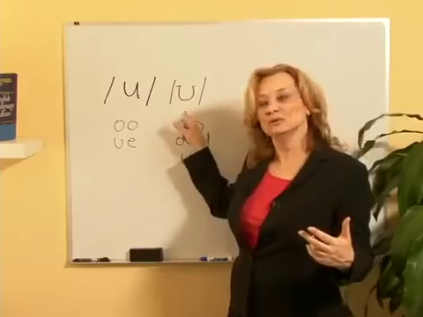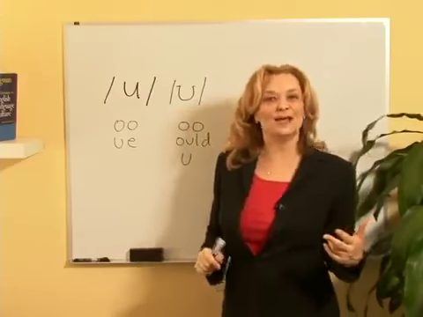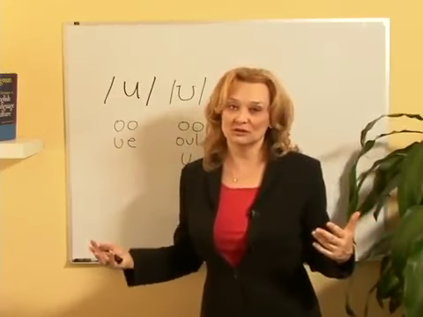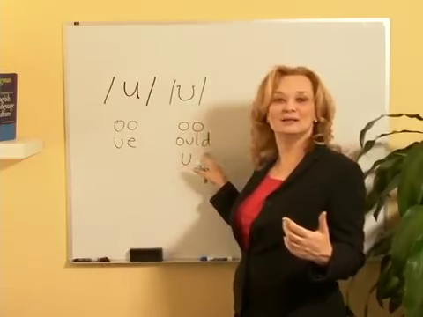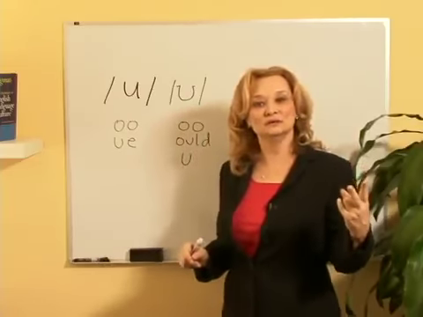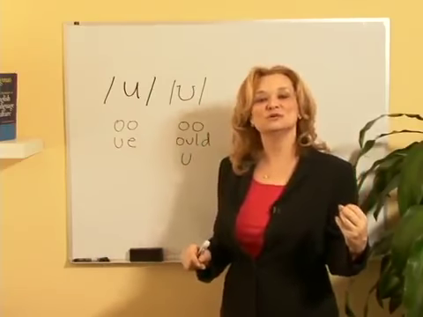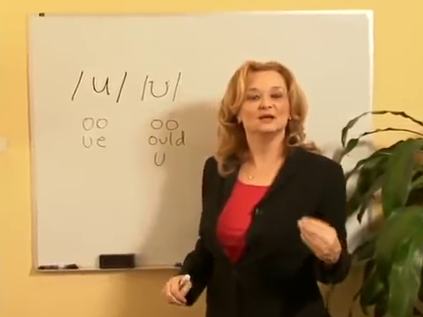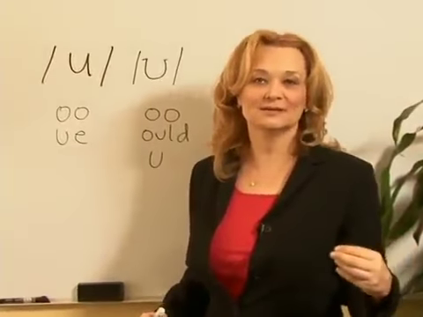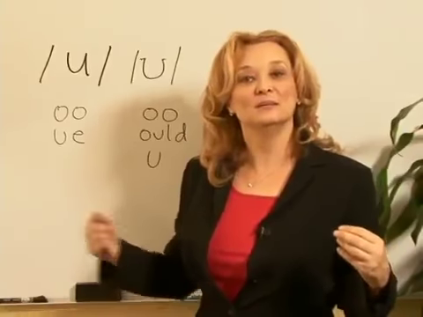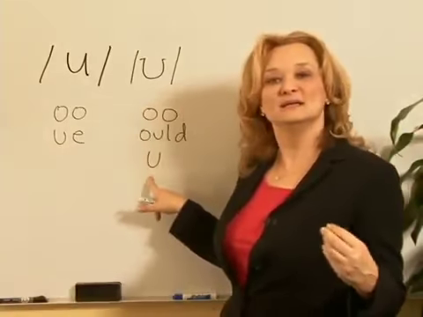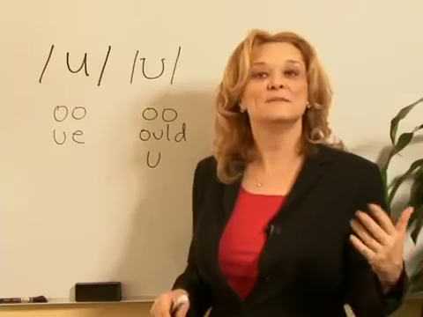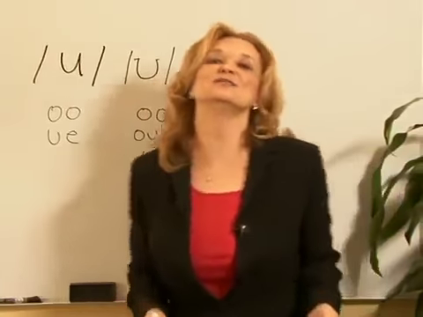And for the short oo we also have a double O, as in words like look, took, shook, and OULD, as in would, could, should. So don't say I would like, say I would like. Don't say look at the good book, say look at the good book. And the letter U, as in words like push and pull. Let's practice the two sounds now.